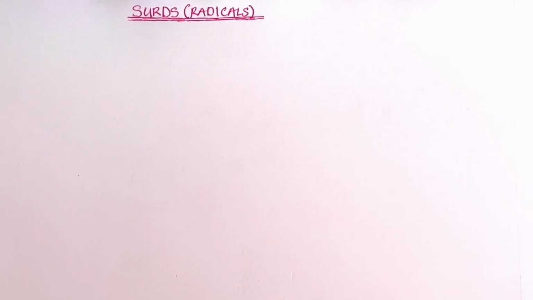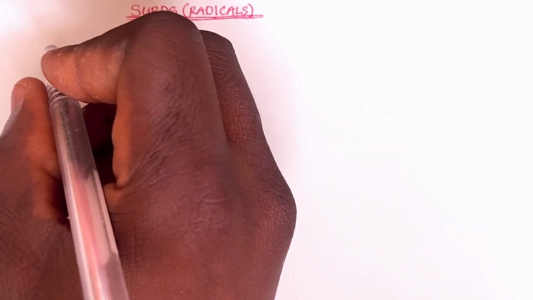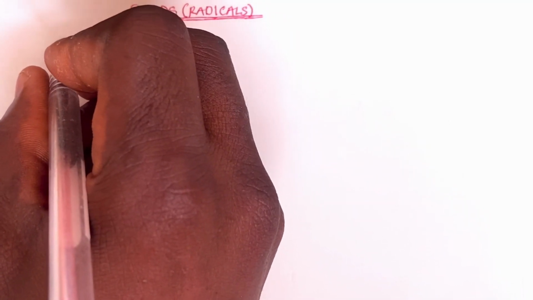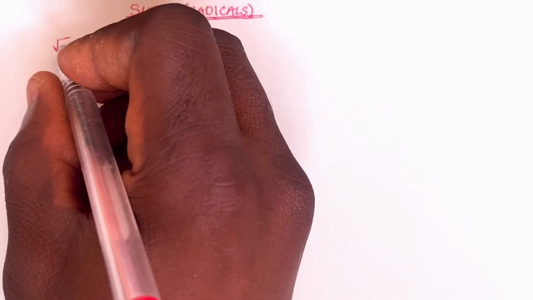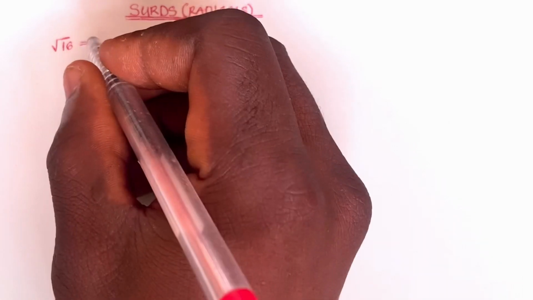Hi friends, in this video we're talking about SURD. Suppose you are given a root of an arithmetic number. Let's say you're asked to find the root of 16. As you can see, the root of 16 is simply 4.